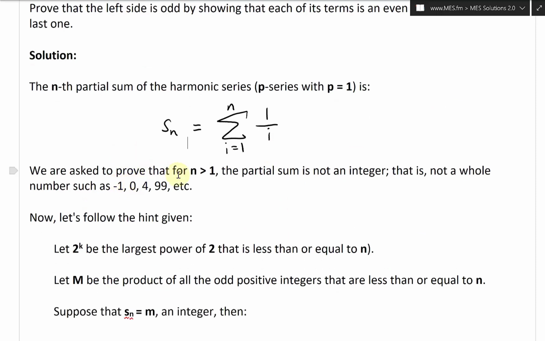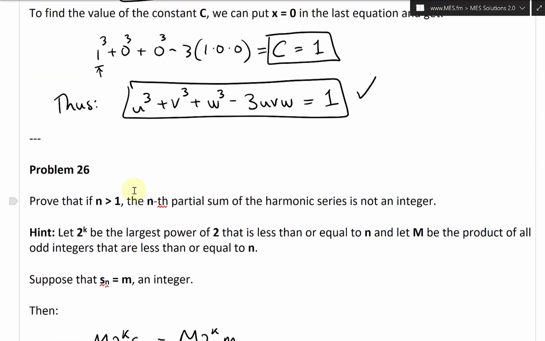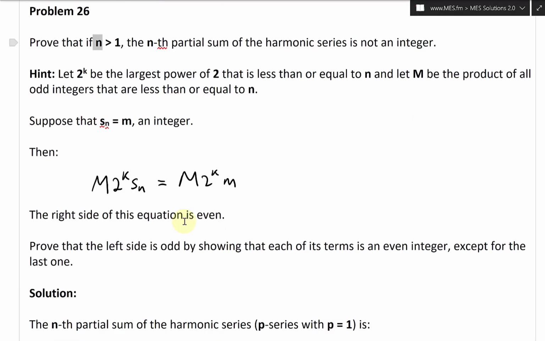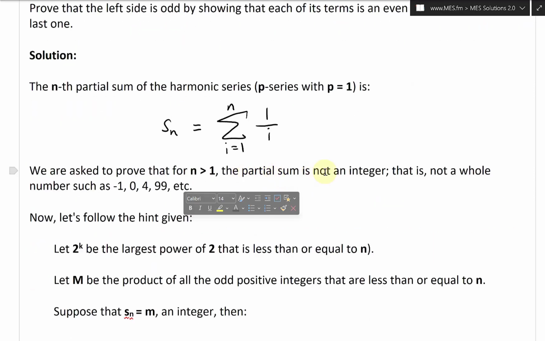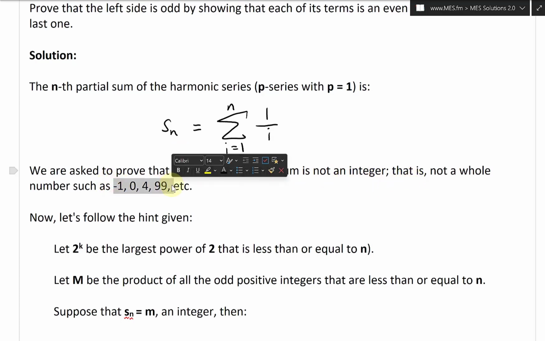So now we are asked to prove that for n greater than 1, the nth partial sum is not an integer. That is not a whole number such as -1, 0, 4, 99, but in our case, since all the numbers are positive, we don't even need to deal with any negatives like that. So it's basically a whole number, such as 4, 99, etc.